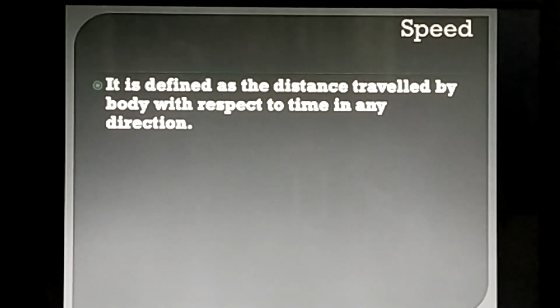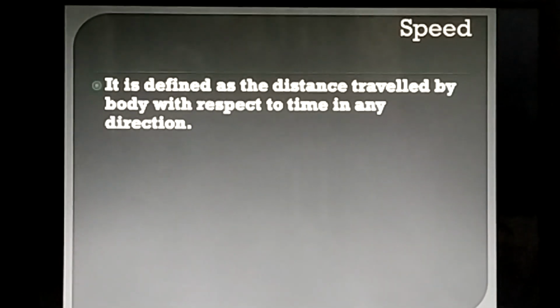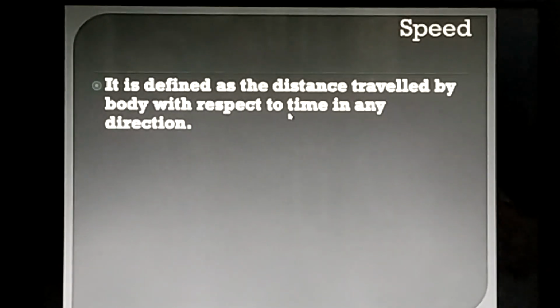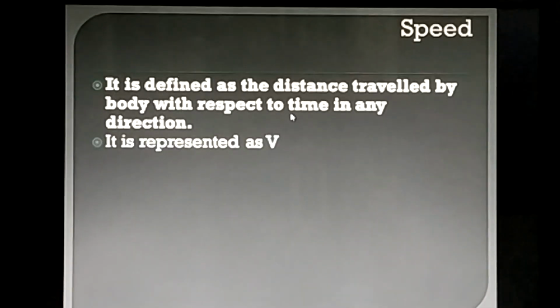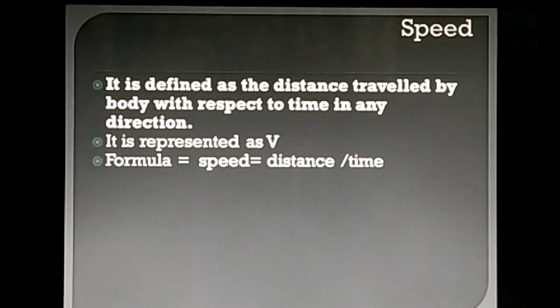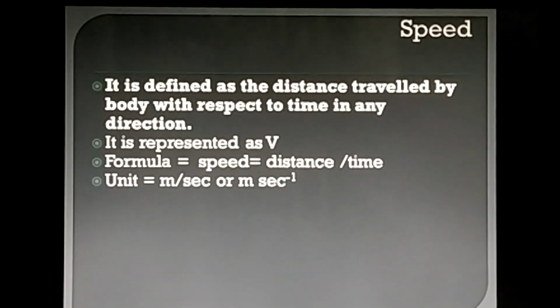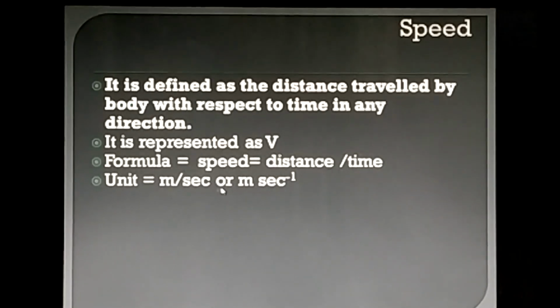Next is speed. Speed is defined as the distance traveled by the body with respect to time in any direction. Meaning how much distance the body has covered with respect to time. It is represented as V. Its formula is speed equals distance upon time, and its SI unit is meter per second. Remember, it can also be written as meter upon second or meter second minus 1. Both are the same. You can write either one of them and you will get the full marks.